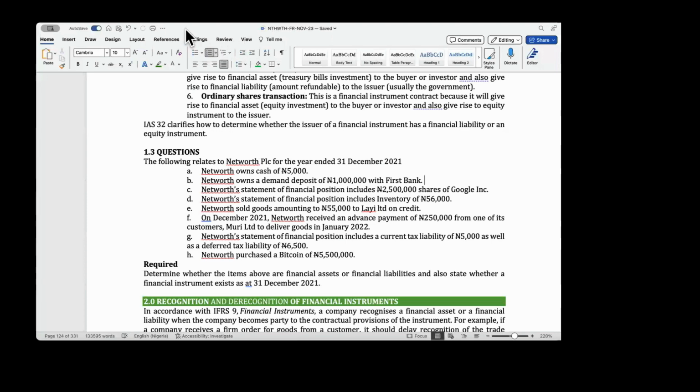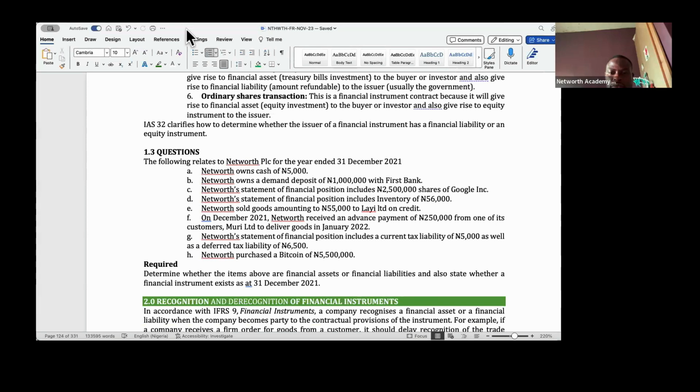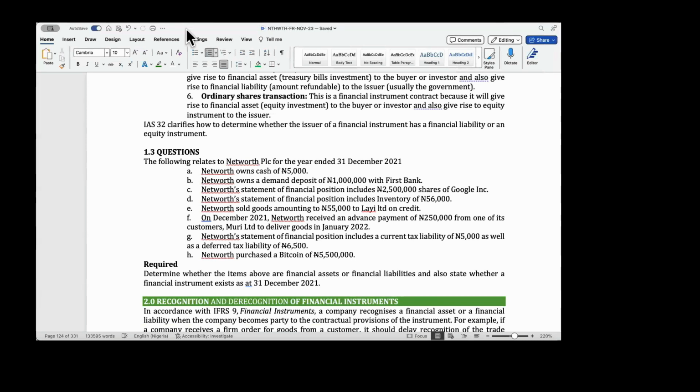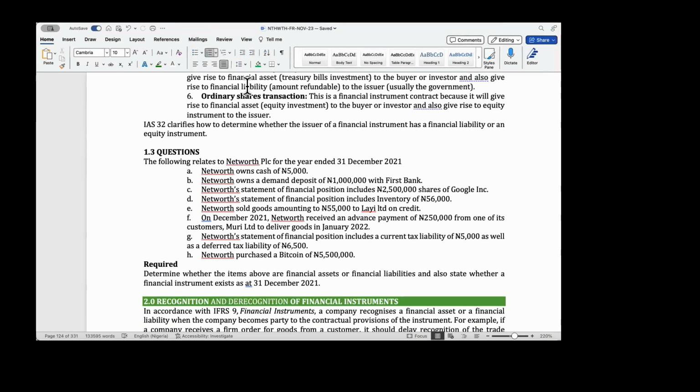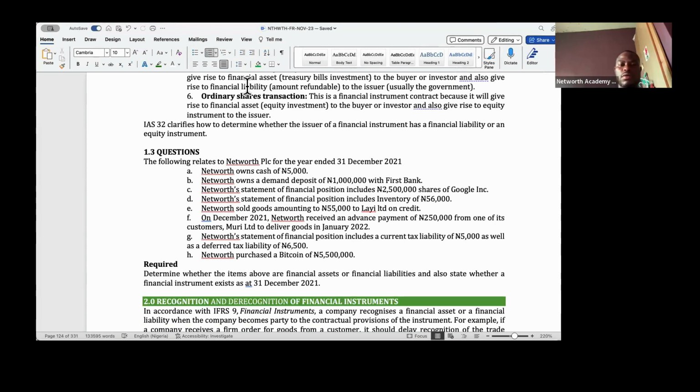I can give it a shot. Okay. So to Networth, it's a financial asset. And then there is a financial instrument contract because there's another party involved here, which is a bank. Okay, what would the bank have? Financial liability. That's correct. That's perfectly correct. Okay, nice one, Kayode.